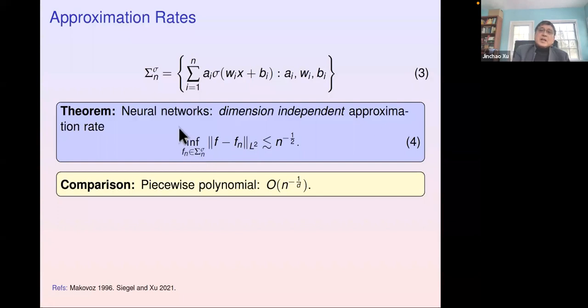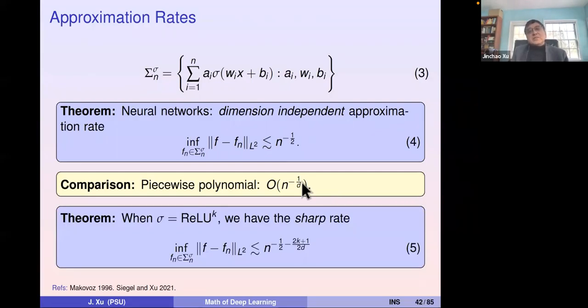In the early work in the 90s, you can actually prove that for any reasonable function with certain regularity, you can approximate it, say in L2, with n neurons at a rate of n to the negative half. If you do piecewise polynomial finite element, which I'm going to show you later, it's n to the negative 1 over d or 2 over d, where d is the dimension. If n is 1 million, the approximation would be 10 to the minus 3 in low dimension. But if d is 3 million and n is a million, it doesn't really do anything. It's very close to 1. This is what they call the curse of dimensionality.